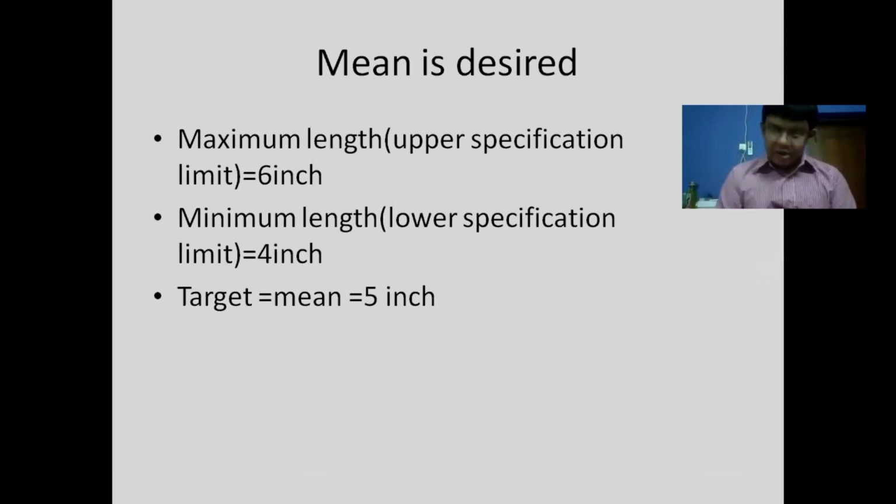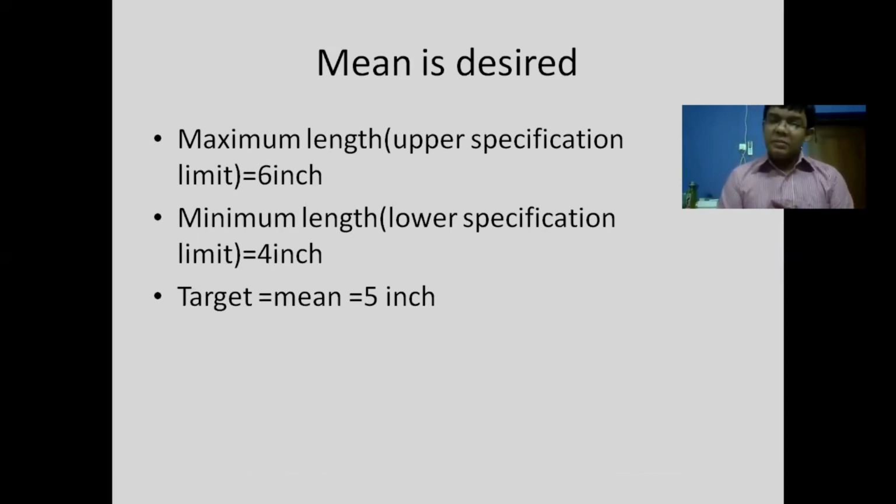Think of a case where you give an instruction to a worker that he will cut cables within specific limits. You tell him that the maximum length of the cable will be 6 inches. This maximum length is the upper specification limit.